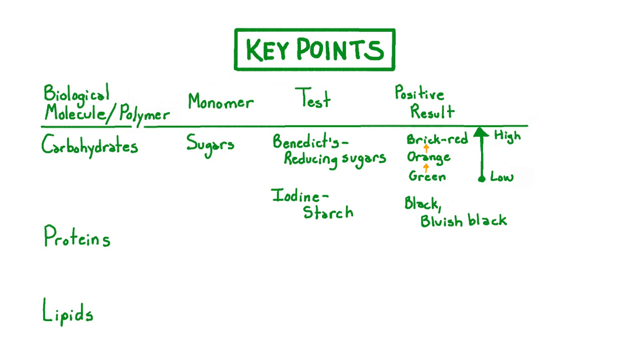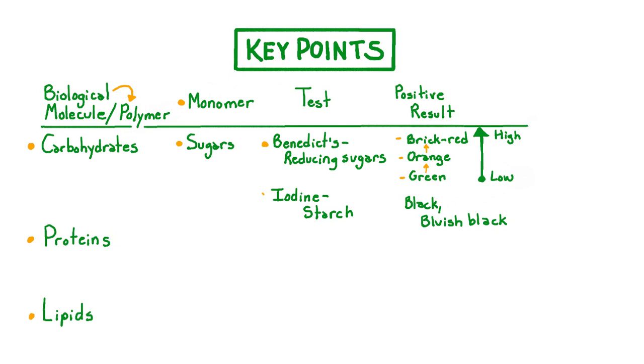Let's review some key points from the video. The biological molecules that we discussed are polymers since they're made out of many repeating similar units, and those units are called monomers. We discussed three kinds of biological molecules: carbohydrates, proteins, and lipids. The monomer unit of carbohydrates is sugars, and the test for sugars is Benedict's test. A positive result for Benedict's test is green if there's a low concentration of sugar, orange for a higher concentration of sugar, and even brick red for the highest concentration of sugar.